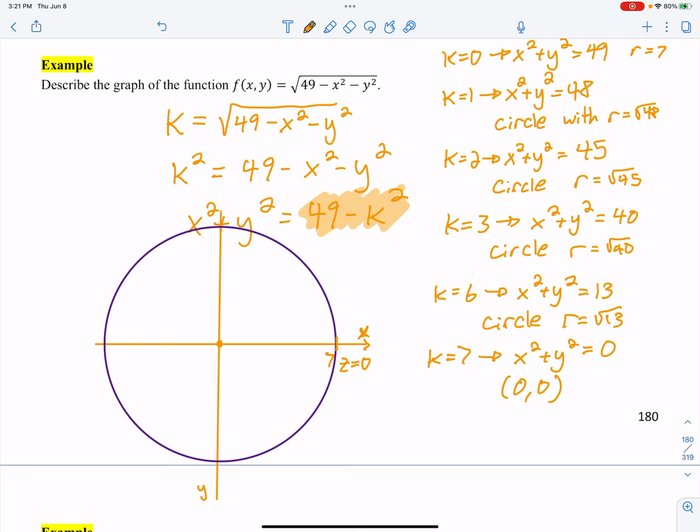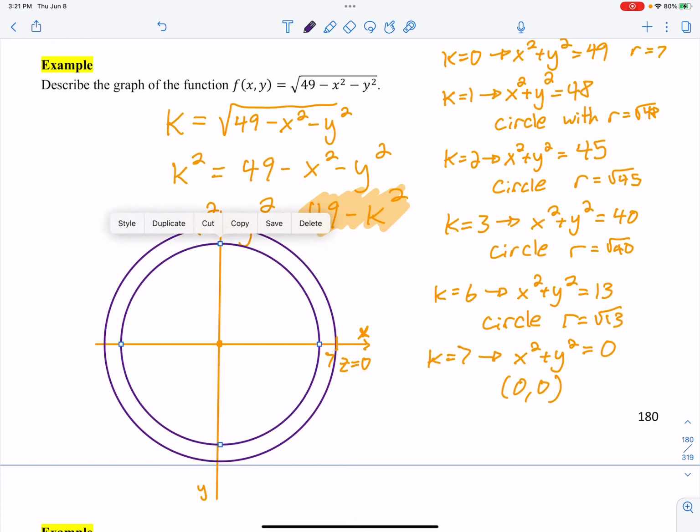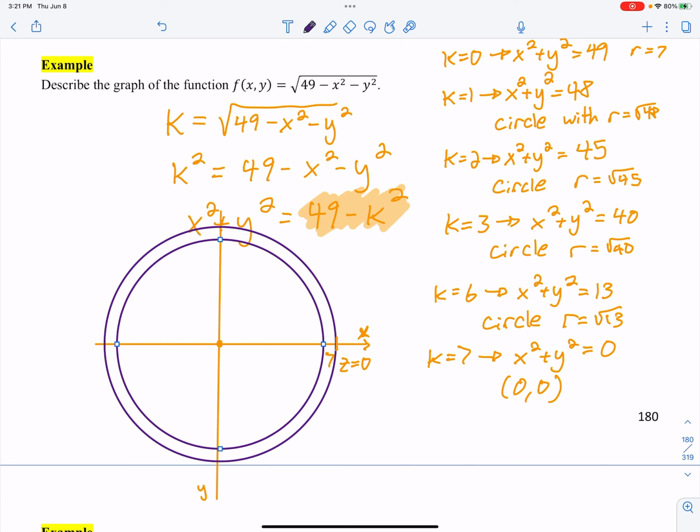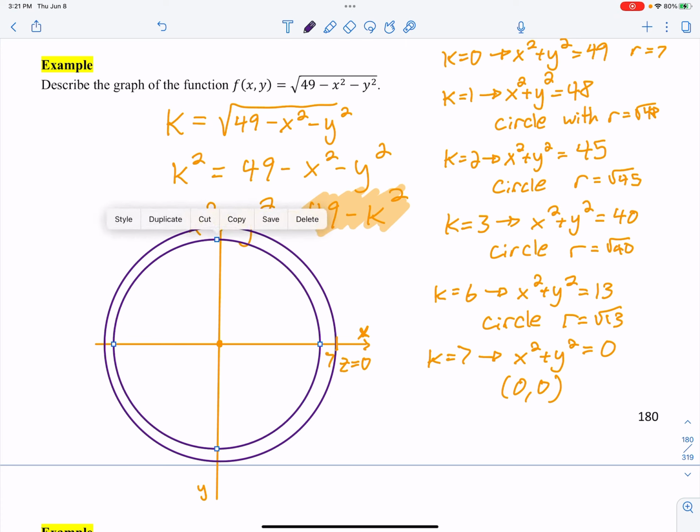And then if I go up, we're going up to z equals 1. I get a radius of square root of 48. That is very close to the circle that is here. So I'm going to do a circle, and I'll try to center it. This one's going to be real close to the one before.